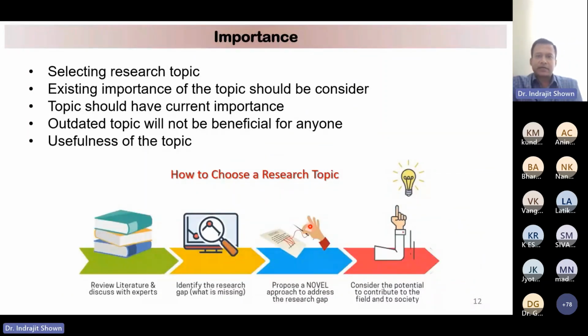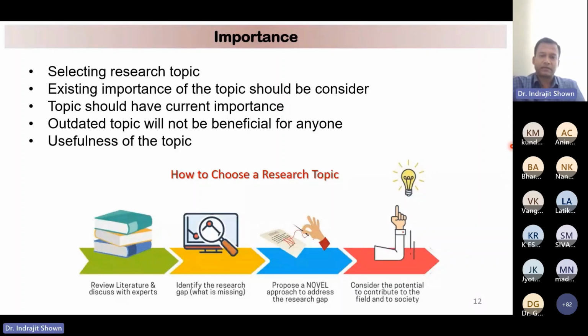Then another part is the importance of that particular research topic. How important is that one? Selecting any research topic, what is the existing importance of the topic? The topic should be current and important. Suppose you are starting your work now in 2023, and you choose a topic that is very old, like some people did work in 1960, 1970. Obviously, those are topics of research, but of less importance.